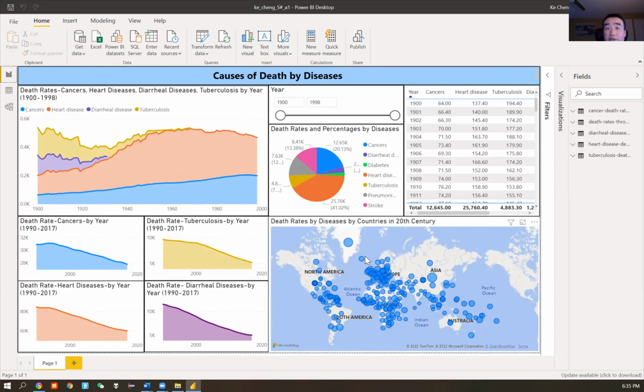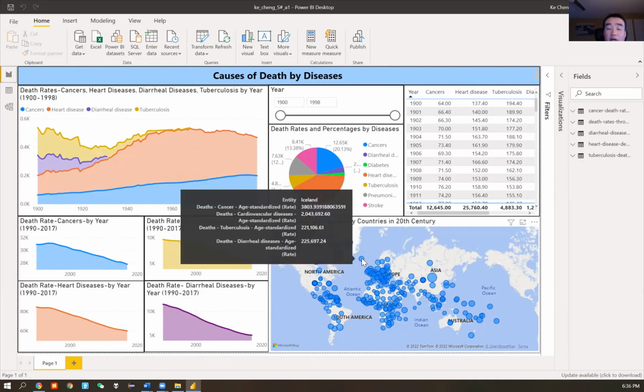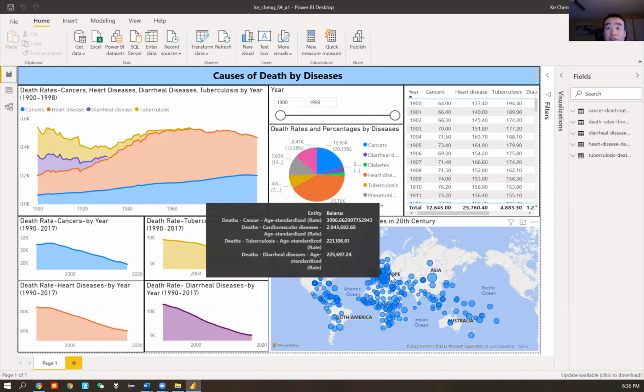This graph is a map. It shows the death rates of this disease in different countries in the 20th century. We can see the death rates are different among all the countries.